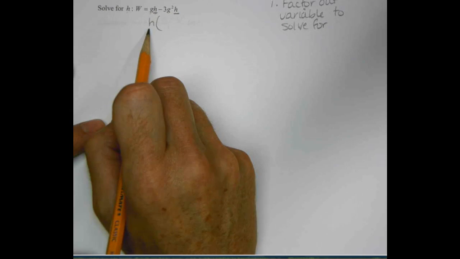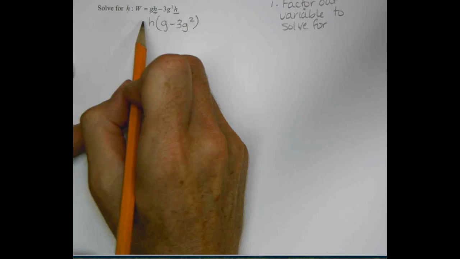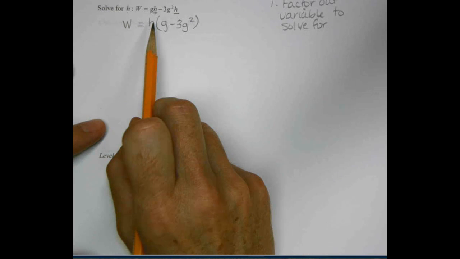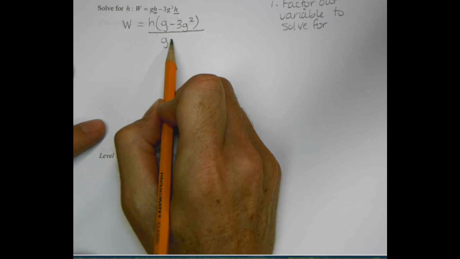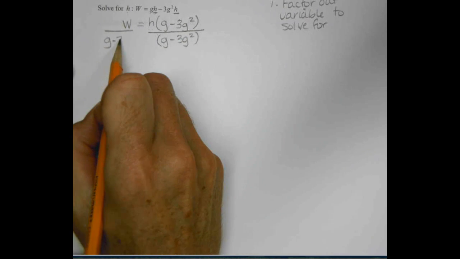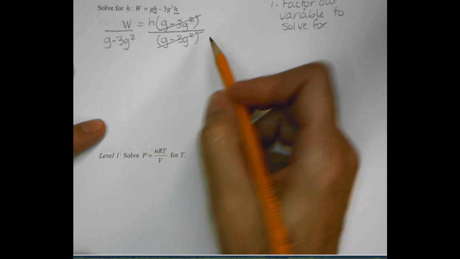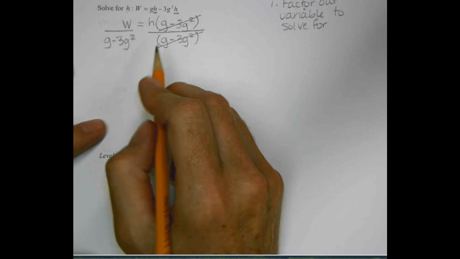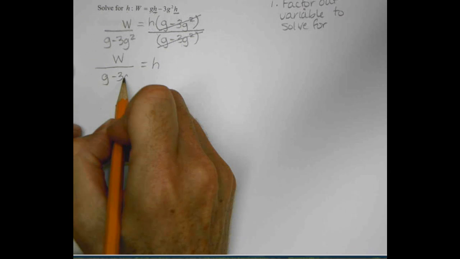So I can factor out the h, and what I have left is g minus 3g squared. And that's equal to w. Now I'm at the same position I was on the last problem. I have h times some quantity, so I want to divide both sides by that quantity. And then the g minus 3g squared is the same thing top and bottom, and I'm multiplying in between here, so I can reduce those two to 1, and I'm left with h equals w over g minus 3g squared.